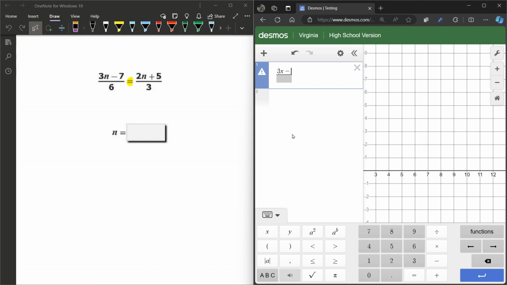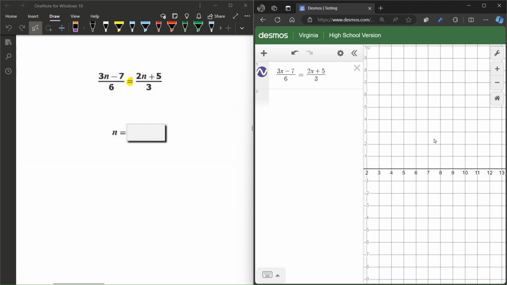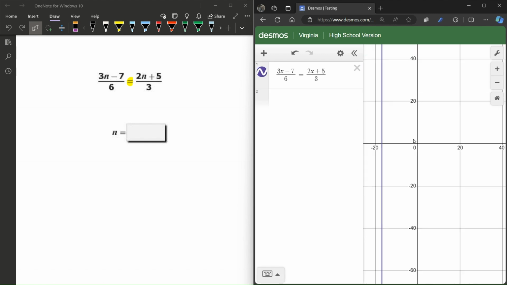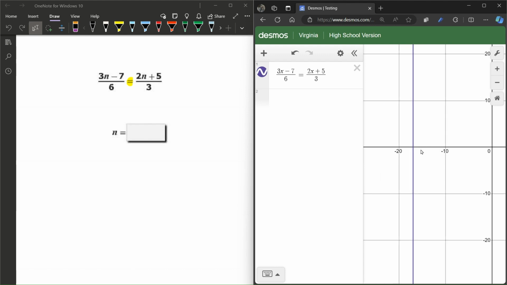So 3x minus 7 divided by 6 equals, put another division bar, 2x plus 5 divided by 3. And right here is telling me that it graphed it. So I'm going to look for my graph now. And that line, where does it cross the x-axis? Negative 17. My answer is negative 17.